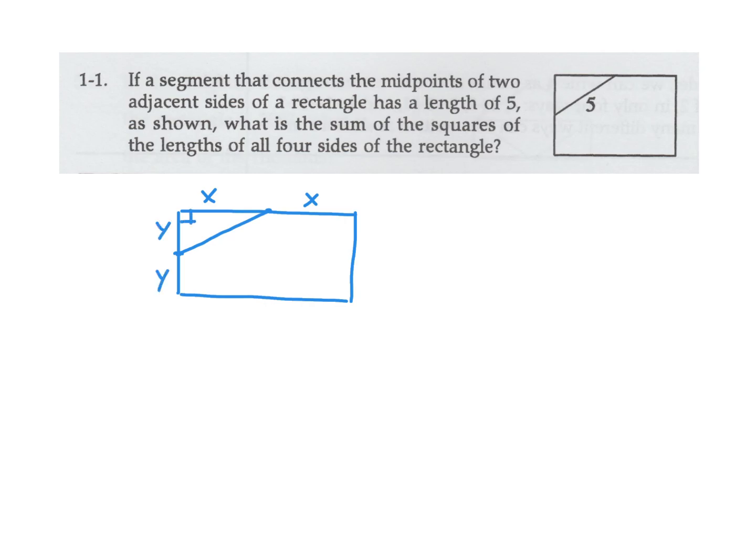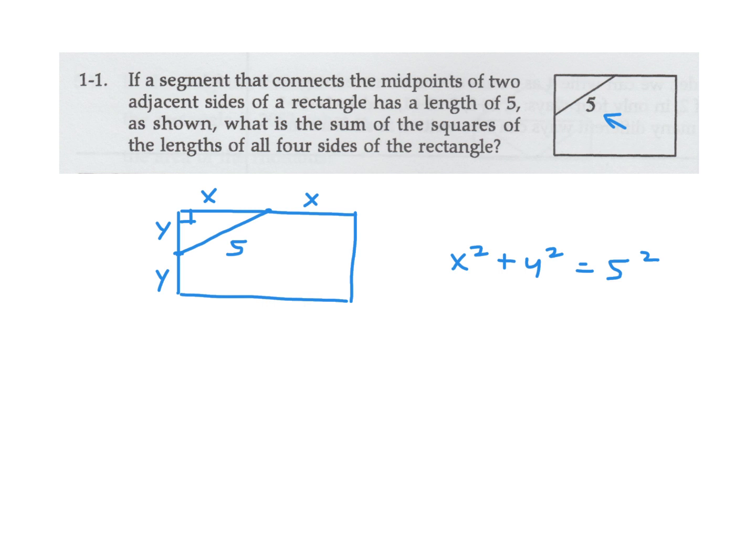Now this is a rectangle, so that means that's a right angle, and therefore that triangle forms a Pythagorean relationship, which in this case is x squared plus y squared is equal to 5 squared, since that, as you can see up here, has been labeled as 5. Okay, so that's the first part of the setup of the question.